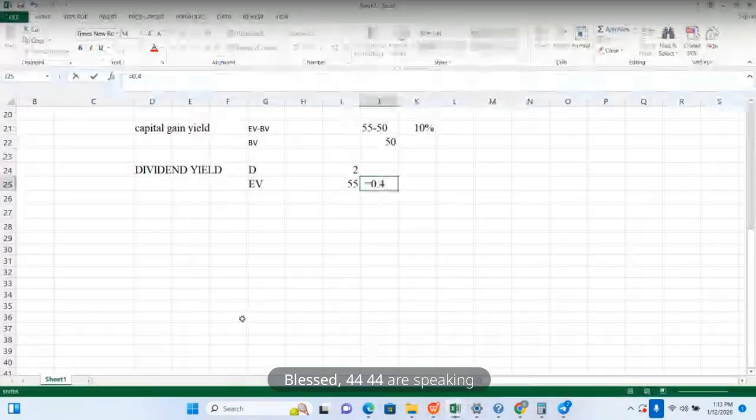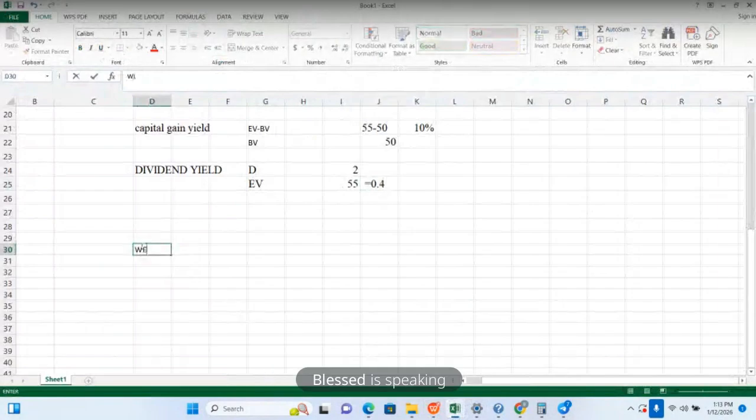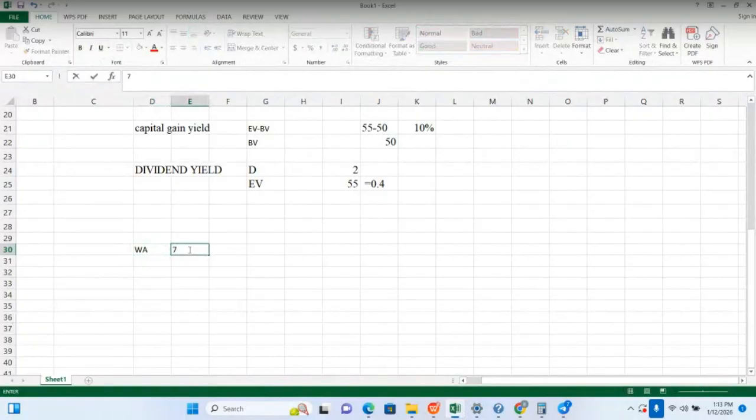So weight of A now. Let me just shorten it. Weight of A, WA, will now become what? We want to invest how much in A? We have to invest 750,000, divided by the total amount you want to invest. That is 1 million.